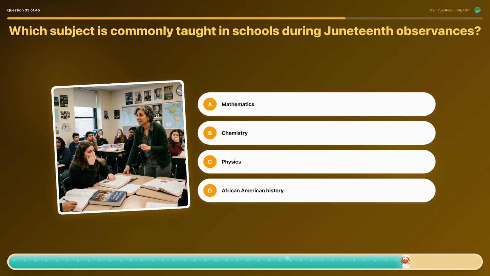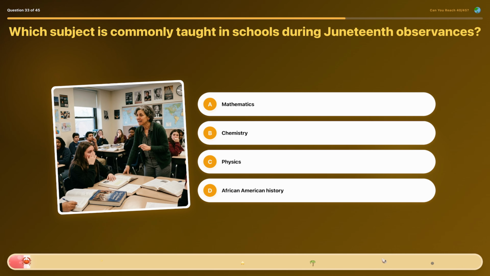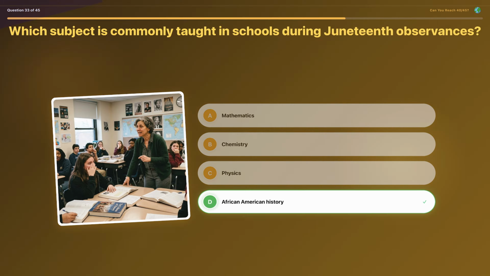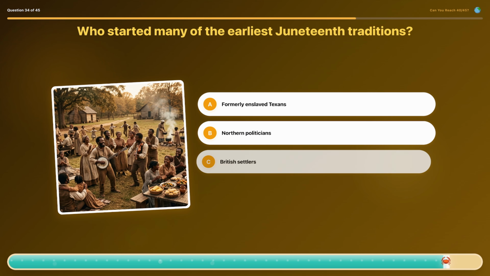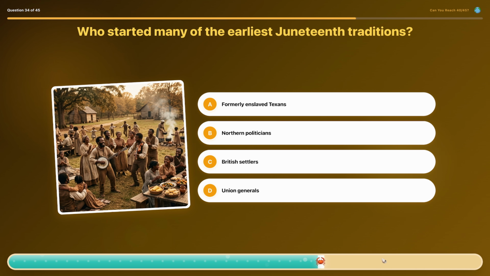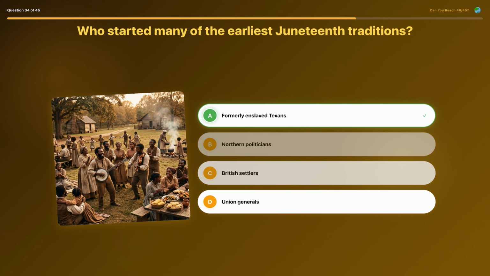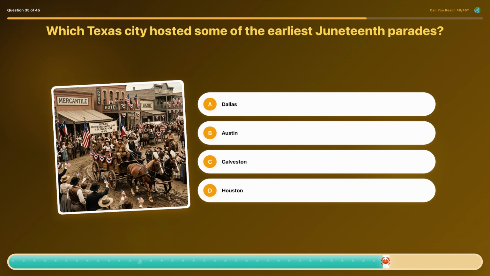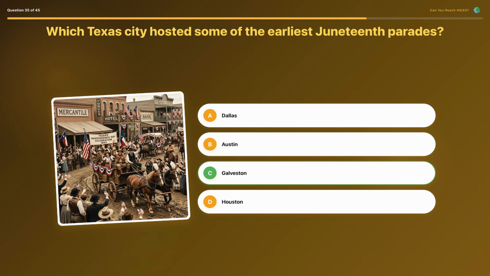Which subject is commonly taught in schools during Juneteenth observances? African American history. Who started many of the earliest Juneteenth traditions? Formerly enslaved Texans. Which Texas city hosted some of the earliest Juneteenth parades? Galveston.